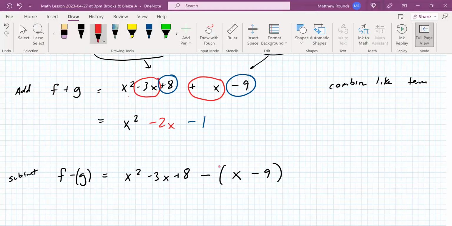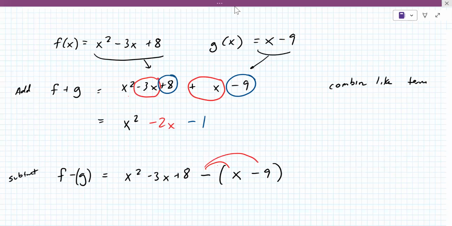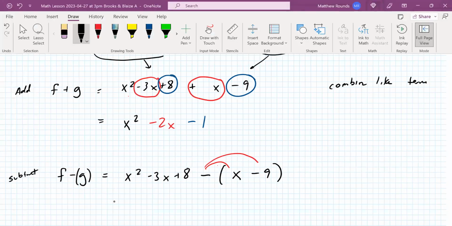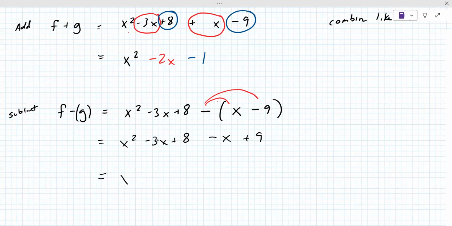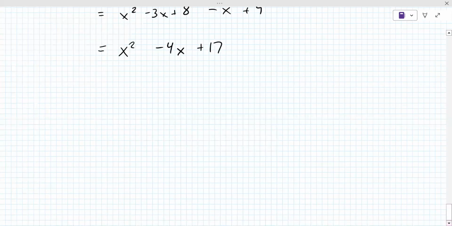But let's just finish this off here. So you're distributing the negative to both. And so that's x squared minus 3x plus 8 minus x plus 9. Can you simplify this for me? Can you tell me which terms you can combine here? So negative 4x plus 17. Good. Okay, we can transition here.